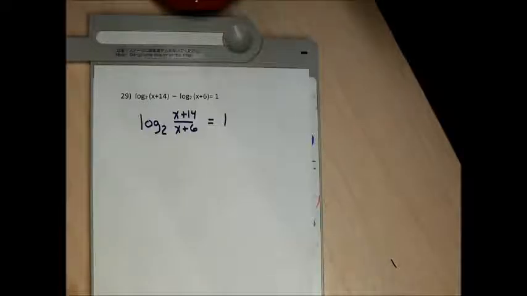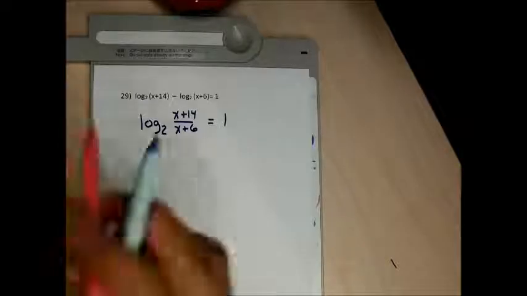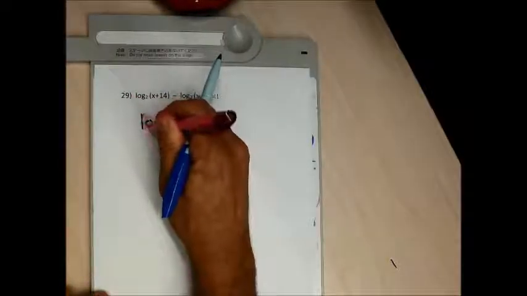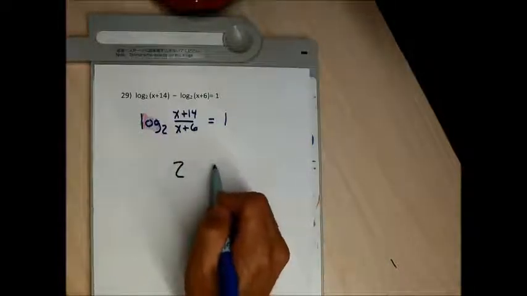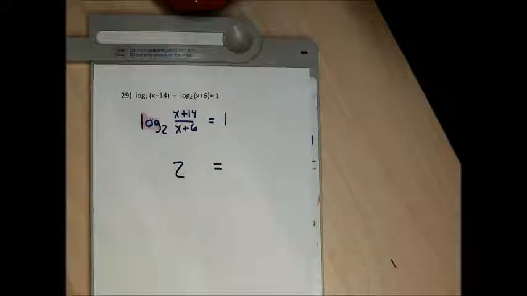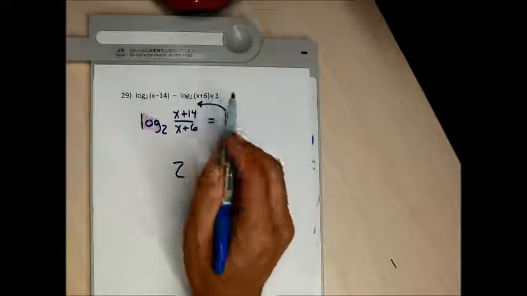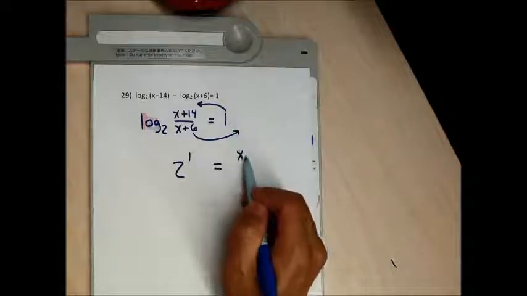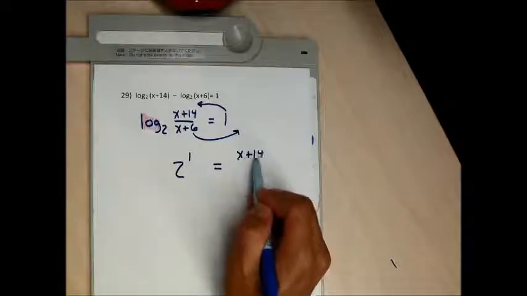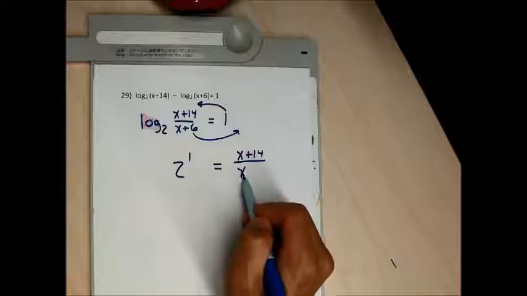Now I have a more complicated version of problems like 25, 26, and 27. So I can create an exponential equation by scratching out the logarithm. I'm going to leave the 2 on the left-hand side. The equal sign's going to stay between them. The 1's going to move to the left-hand side and become an exponent. The fraction's going to move to the right-hand side. And the fraction, I didn't put in parentheses because I knew it wasn't going to need parentheses.